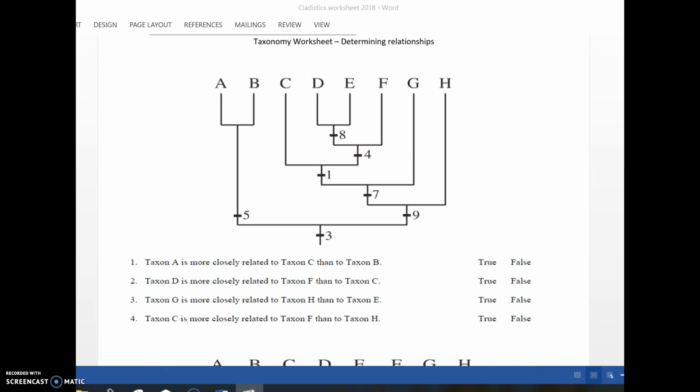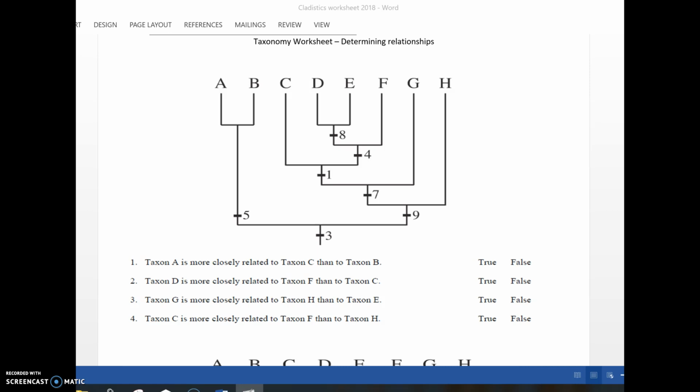Okay, so this is the application of the information that I presented in the previous recording. If you haven't listened to the previous recording about how we determine how related organisms are and how we make these trees, you may want to listen to that first. But this is the application of that information, the kind of questions that you could be asked on a test or quiz. So first, let's look at this.